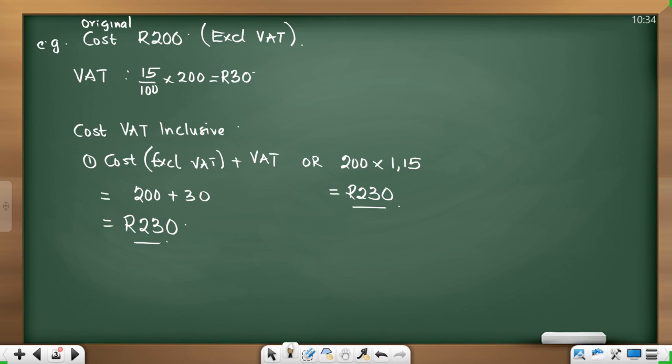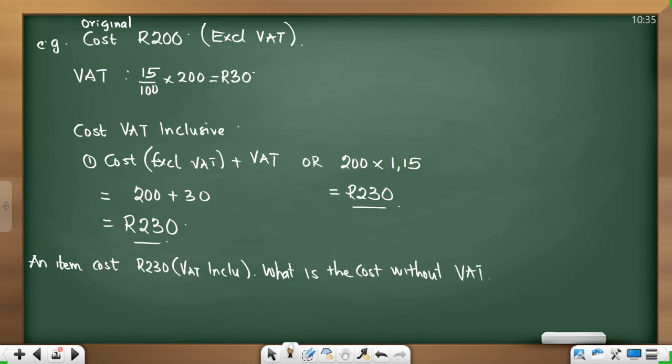What are we going to do? How do we get that done? Let me give you the question. An item costs 230 Rand, VAT inclusive. What is the cost without VAT, that is, exclusive of the VAT? If there was no VAT, what would we have?